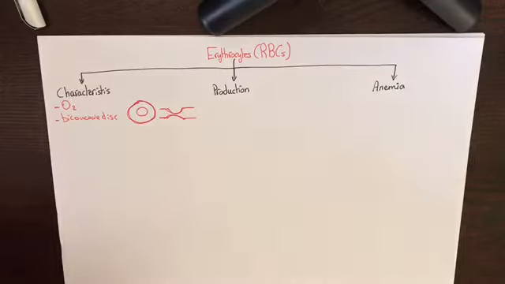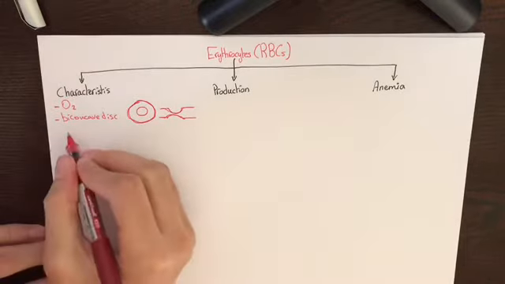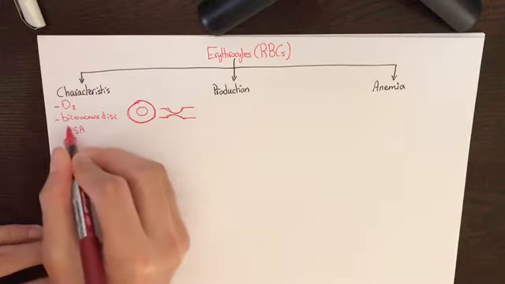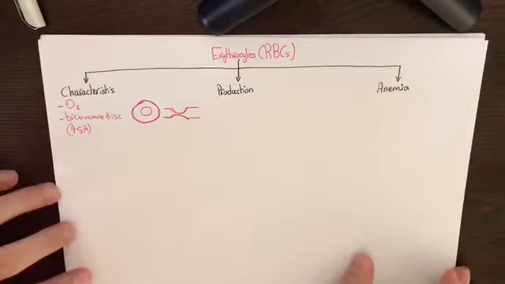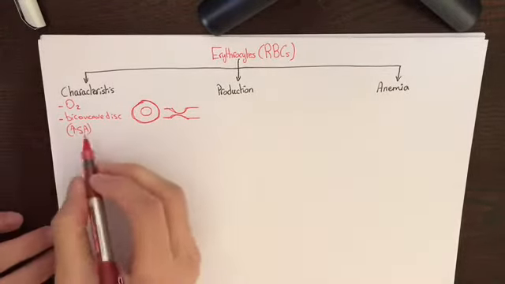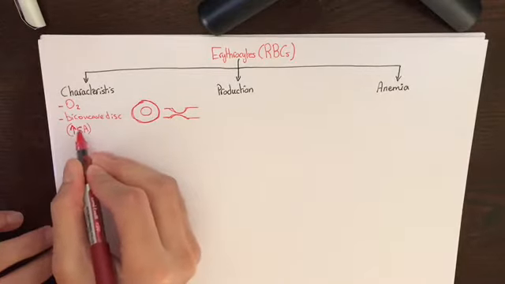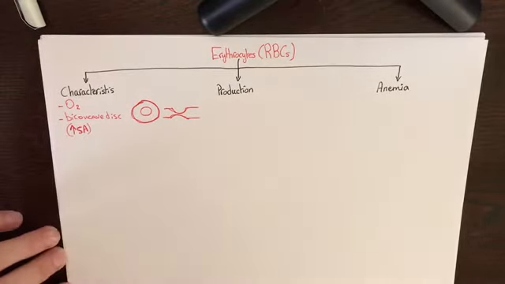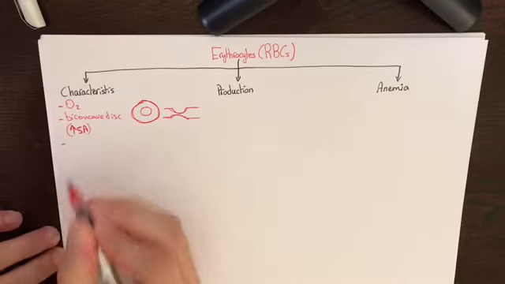This peculiar shape of the red blood cell gives it more surface area, and more surface area will cause an increase in gas exchange. So this is helpful for the red blood cell to have more gaseous exchange.